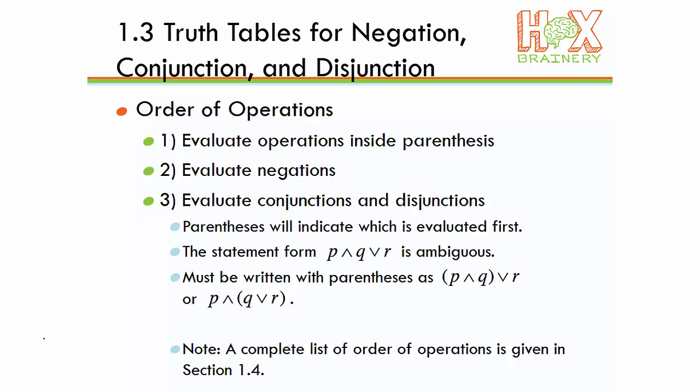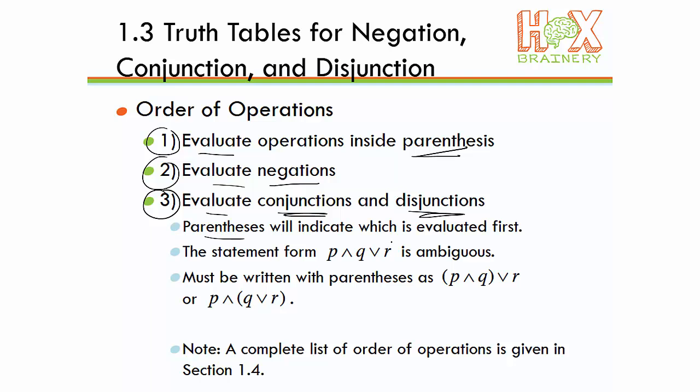Order of operations. So just like with arithmetic, you're going to have an order of operations when it comes to the logical connectives. So the first thing we're going to do is evaluate the logical connectives that are inside parentheses. Then we are going to evaluate the negations. After that, we'll evaluate conjunctions and disjunctions. And in this case, parentheses will indicate which of these to do first, the conjunction or the disjunction.